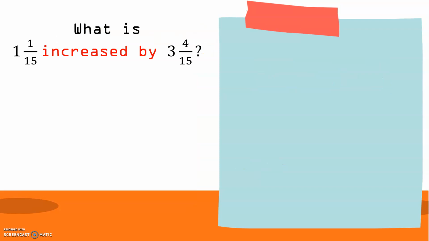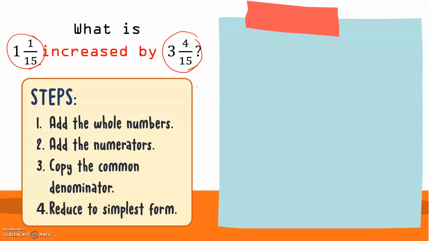What is 1 and 1/15 increased by 3 and 4/15? This time we are given mixed fractions. And they are similar fractions because again they have the same denominator. Now how are we going to add similar fractions, or specifically mixed fractions which are similar? For us to do that, these are the steps that we will follow. Let's have 1 and 1/15 plus 3 and 4/15.